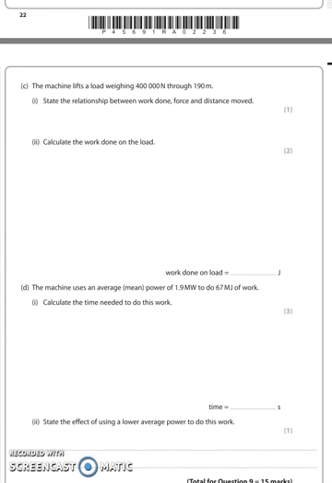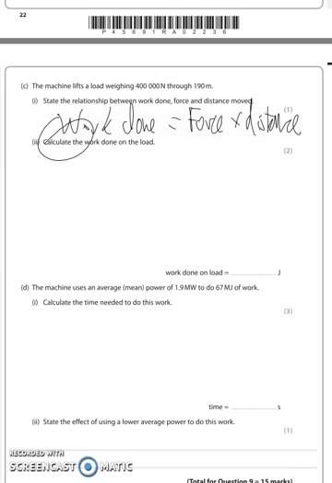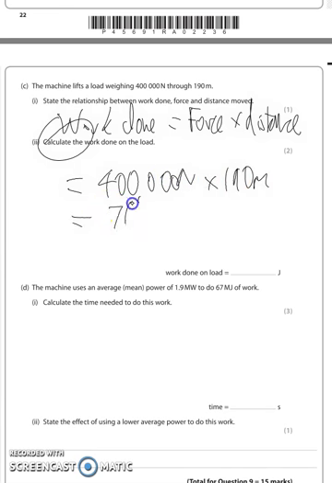The machine lifts a load weighing 400,000 newtons through 190 meters. State the relationship between work done, force, and distance moved. We're going to guess a lot of these are just take the three of them and multiply them. Work done equals force times distance. And again, what are they asking us to do? Okay, calculate the work done, which is going to be the force, 400,000 newtons times 190 meters, and that's going to be 76 million joules. And look, we can actually leave it like that because they do want it in joules.